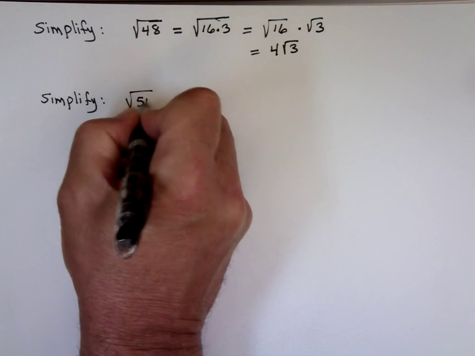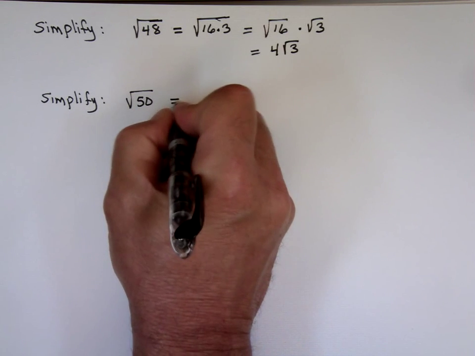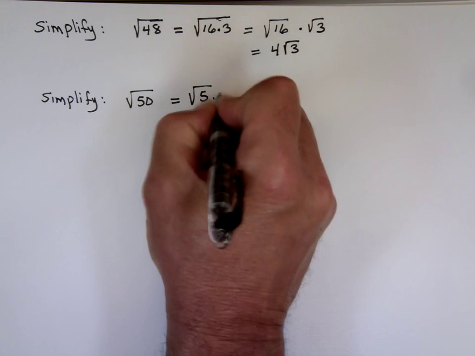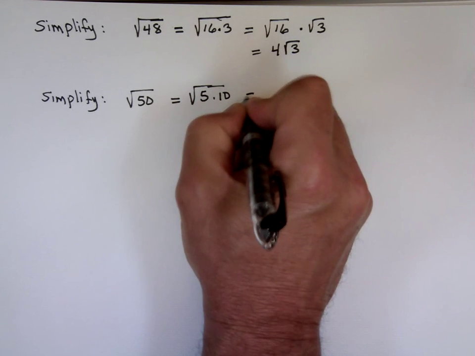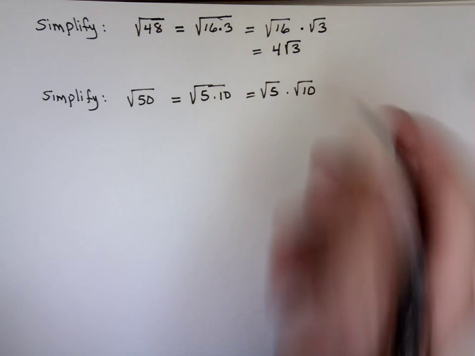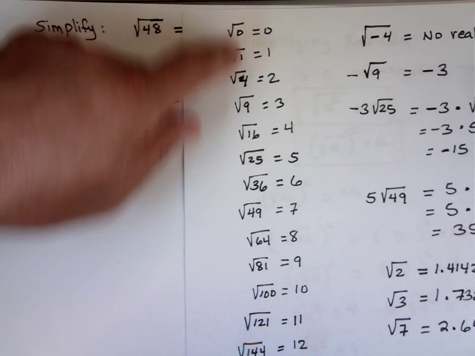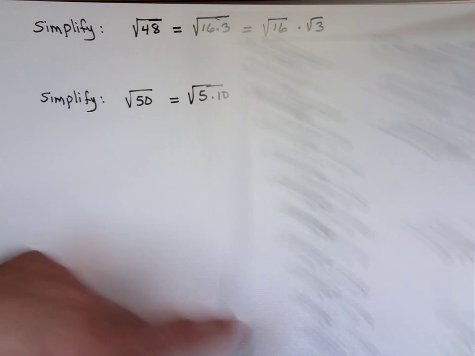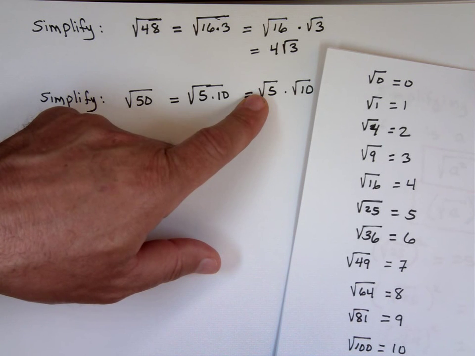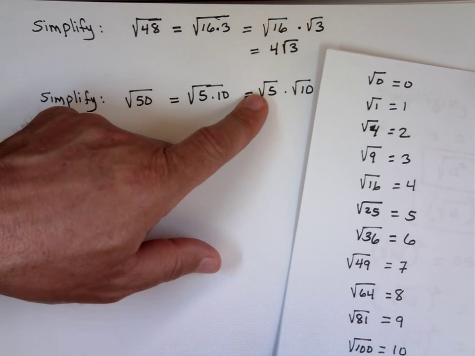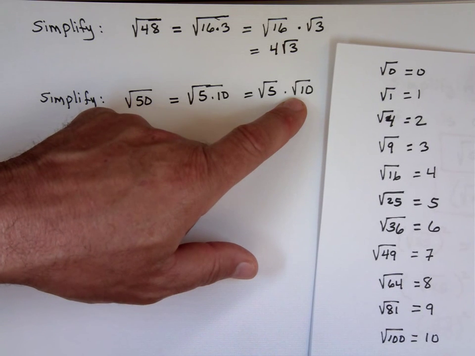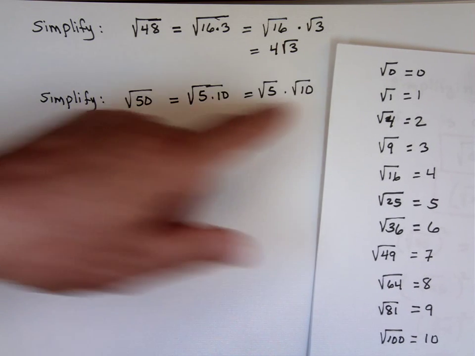Now I know what you're thinking. You're going to say 50 is 5 times 10, which is correct. So I should be able to break it down to the square root of 5 times the square root of 10. But here's the problem with that. None of these numbers are here. I don't know what the square root of 5 is. What number, if you multiply it by itself, the answer is 5? Your guess is as good as mine. What number, if you multiply it by itself, the answer is 10? Again, your guess is as good as mine. So nothing wrong with this, but probably not a good choice.